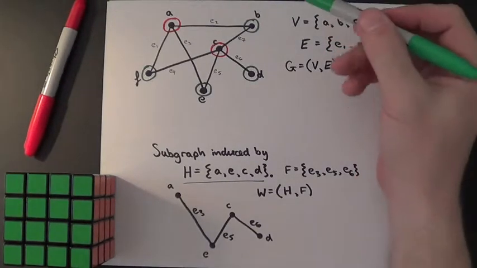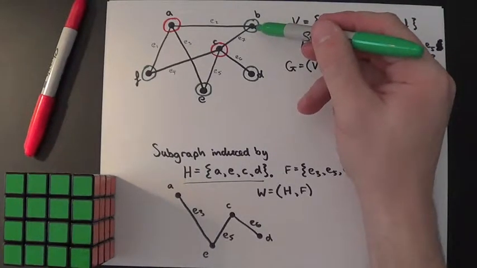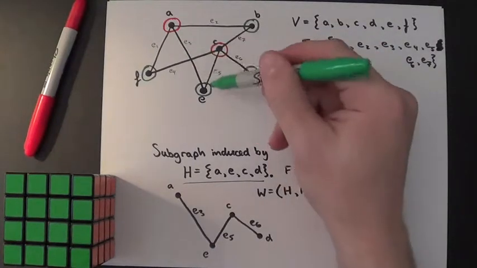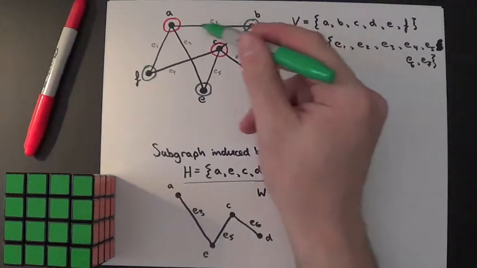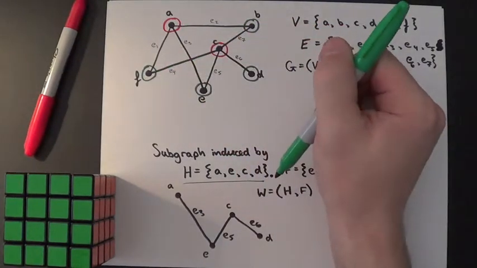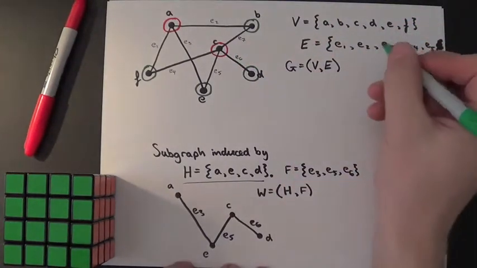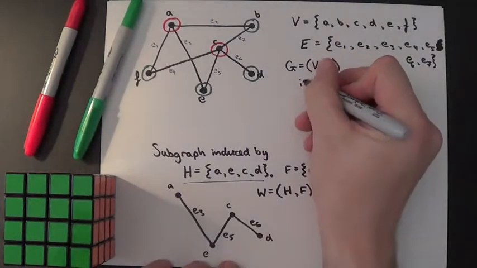Now, I've shown that I can in fact color this graph so that no two adjacent vertices have the same color. None of these edges connect vertices that are both red or both green. So this is a bipartite graph. G is bipartite.